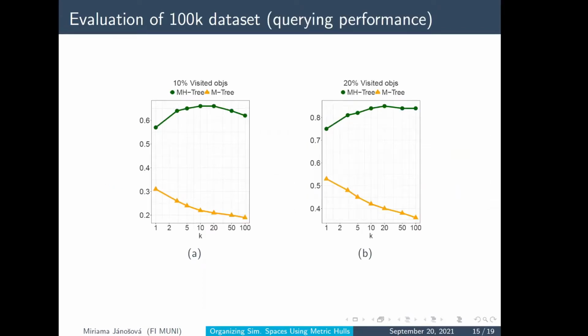Figures in the slide showcase the details of performance of various kNN queries, where an approximation parameter has been fixed to visiting 10% and 20% of the dataset, respectively. Notice that the recall of M3 deteriorates with increasing K. On the other hand, the MH3's recall is more steady. The results manifest that the MH3 is able to significantly outperform the M3 even on the larger dataset.